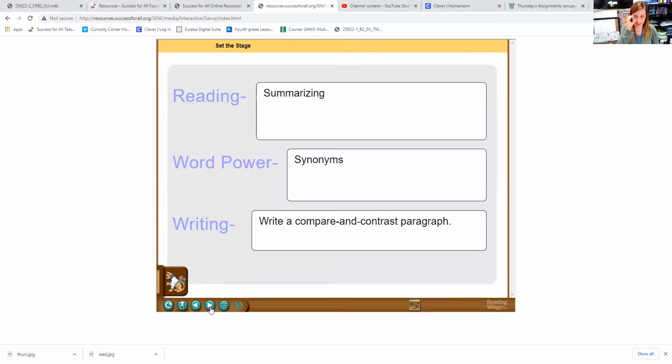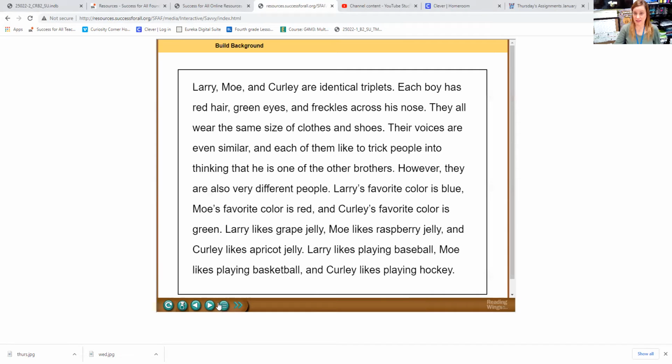We're still looking at summarizing and synonyms, but today we're going to focus on writing a compare and contrast paragraph. So we're going to be writing a paragraph today. We're going to write the compare and contrast paragraph to find the similarities and differences between the 3 running events or 3 jumping events that we read about already in the cycle.